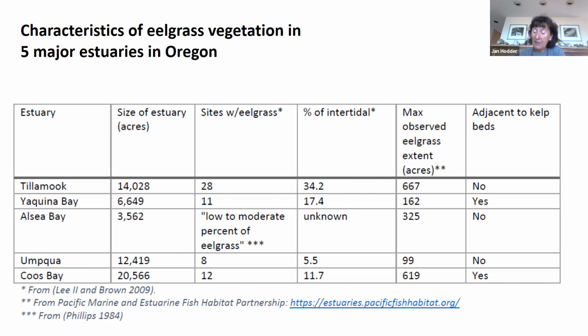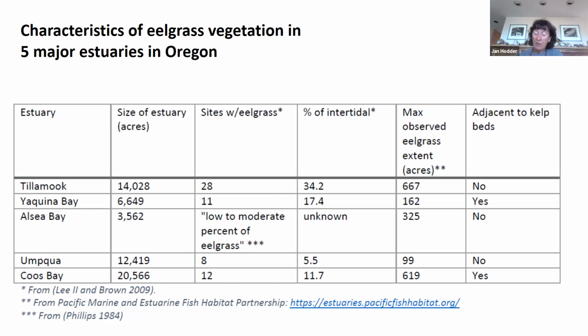Sea otters in southeast Alaska commonly move from areas with eelgrass to rock habitats with kelp. So one additional criterion that would increase an estuary's suitability for sea otters is the presence of adjacent kelp beds. Yaquina and Coos Bay meet this criteria.